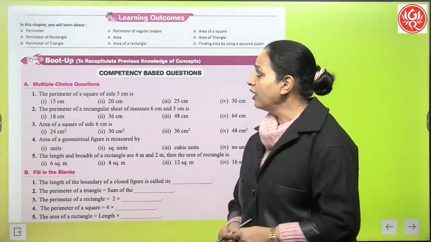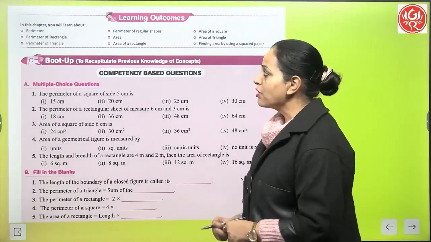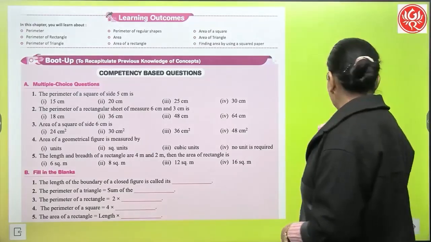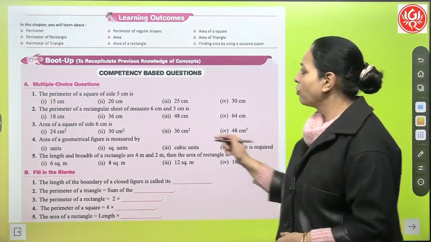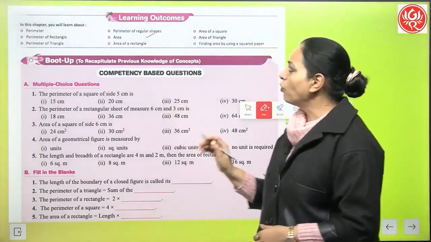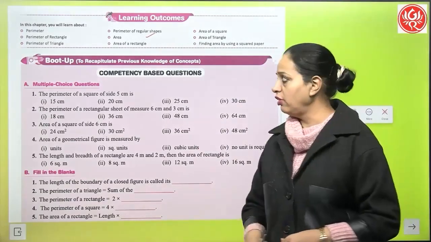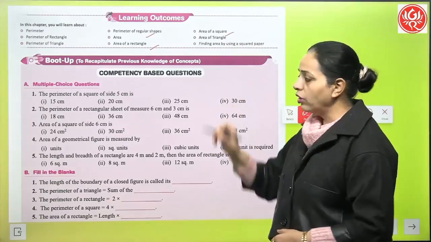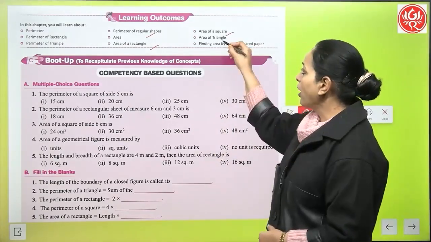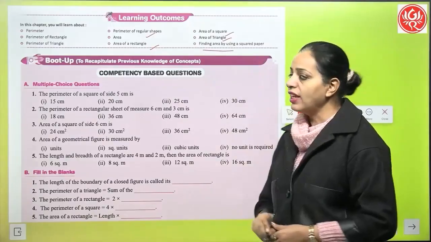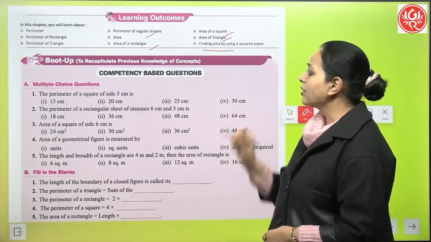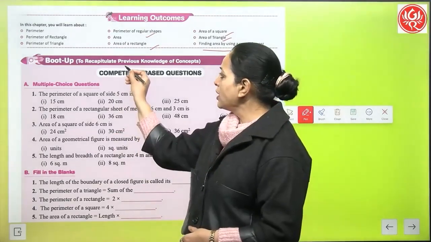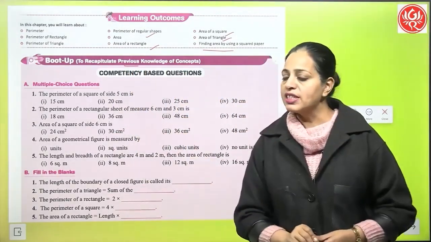Let's start with the learning outcomes. In this chapter you will learn about perimeter, perimeter of a rectangle, perimeter of a triangle, perimeter of regular shapes, area, area of a rectangle, area of a square, area of a triangle, and finding area by using squared paper. So, let's warm up to revise previous knowledge of concepts.